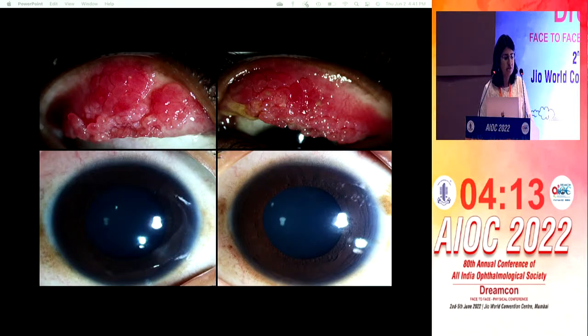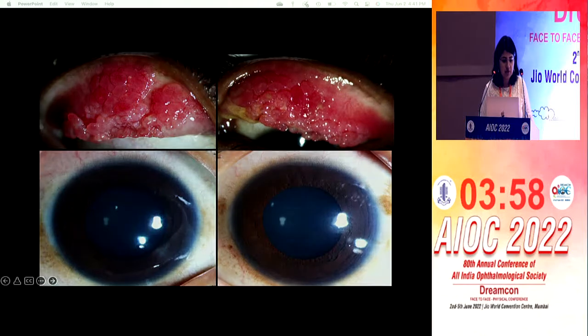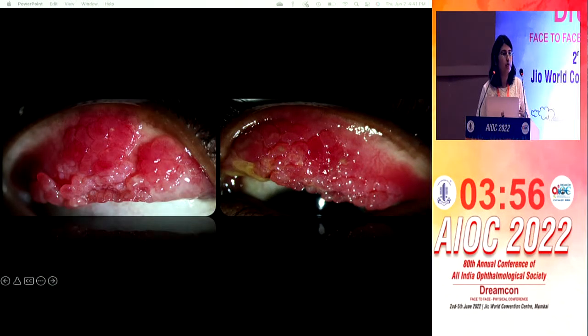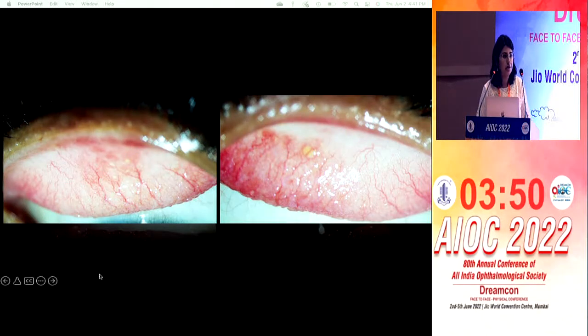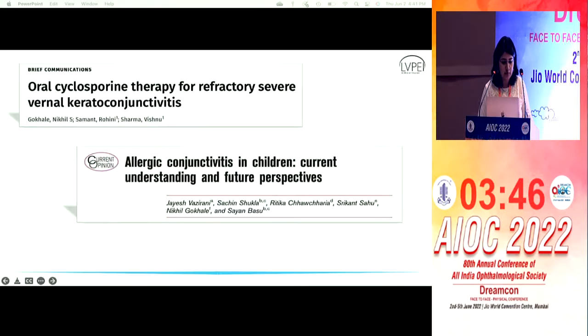So this was a patient who presented to us, a 15-year-old child with severe papillae, giant papillae, and the child gave history of being on and off steroids for 9 years. And the patient was started on a combination therapy of oral steroids and oral cyclosporin in addition to topical therapy. And after 3 months of this combination therapy, a dramatic response was seen to the oral immunosuppressants.